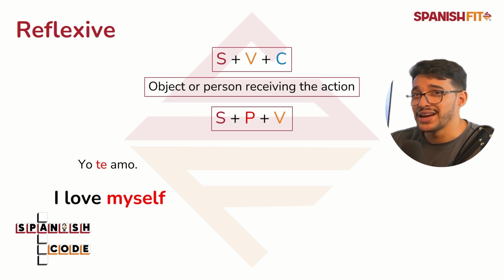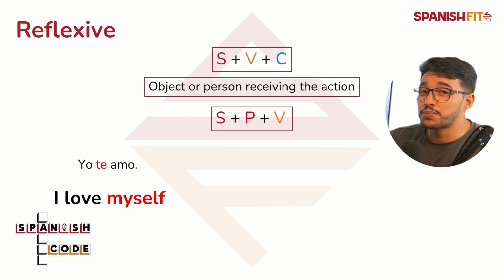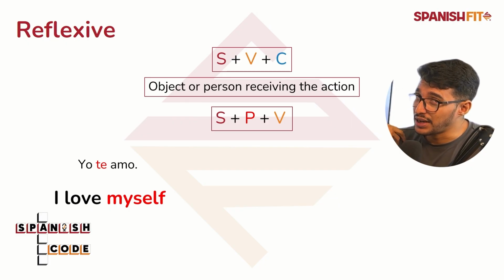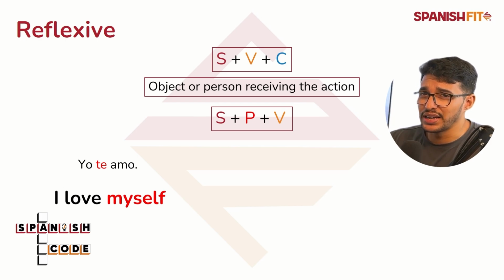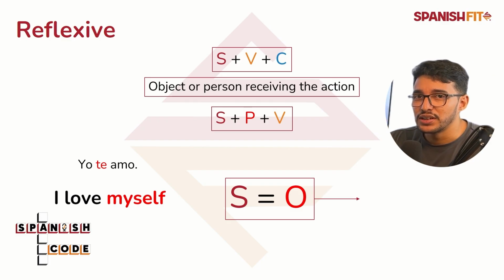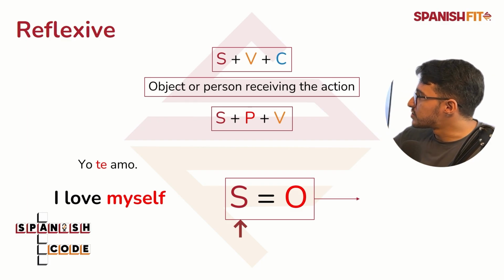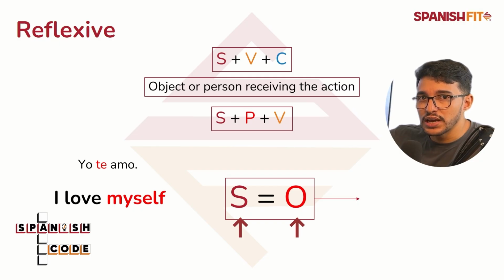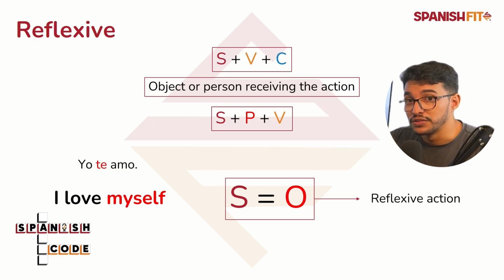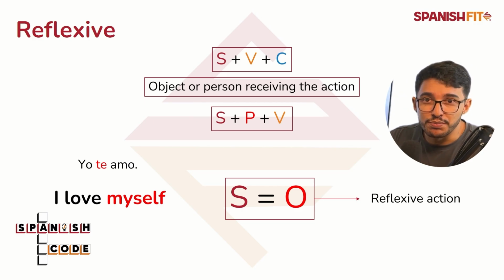But what happens when I love myself? What's the pronoun that we're gonna use to say that I'm the one performing the action and at the same time I'm the one receiving the action? So what we have here is a new structure where sometimes the subject and the object receiving the action are gonna be the same. When they are equal, we have a reflexive action. If I'm performing and receiving, it doesn't matter if I'm washing myself, touching myself, loving myself. So many routine actions are gonna be like this.